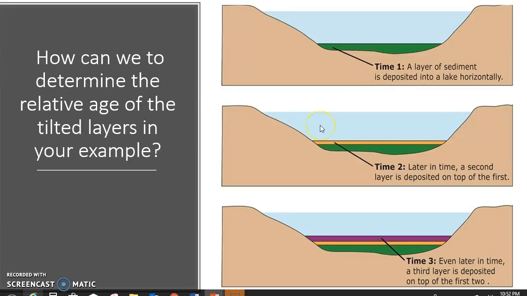Well, igws.indiana.edu provides us with rules that can help us decipher this. Sedimentary rocks form with the oldest layers on the bottom and the youngest on top. Sediments are deposited horizontally, so sedimentary rock layers are originally horizontal, and sedimentary rock layers that are not horizontal are deformed.